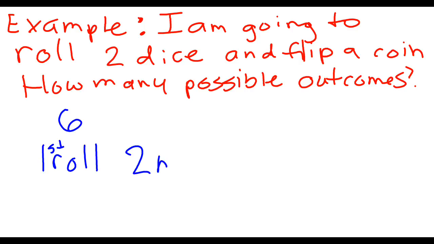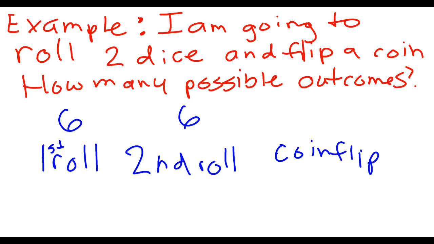And then I roll it a second time, and there are 6 possible outcomes again. And then the next time I'm going to flip a coin, so this is my coin flip. And a coin has two sides, heads and tails, so there's 2 possibilities.